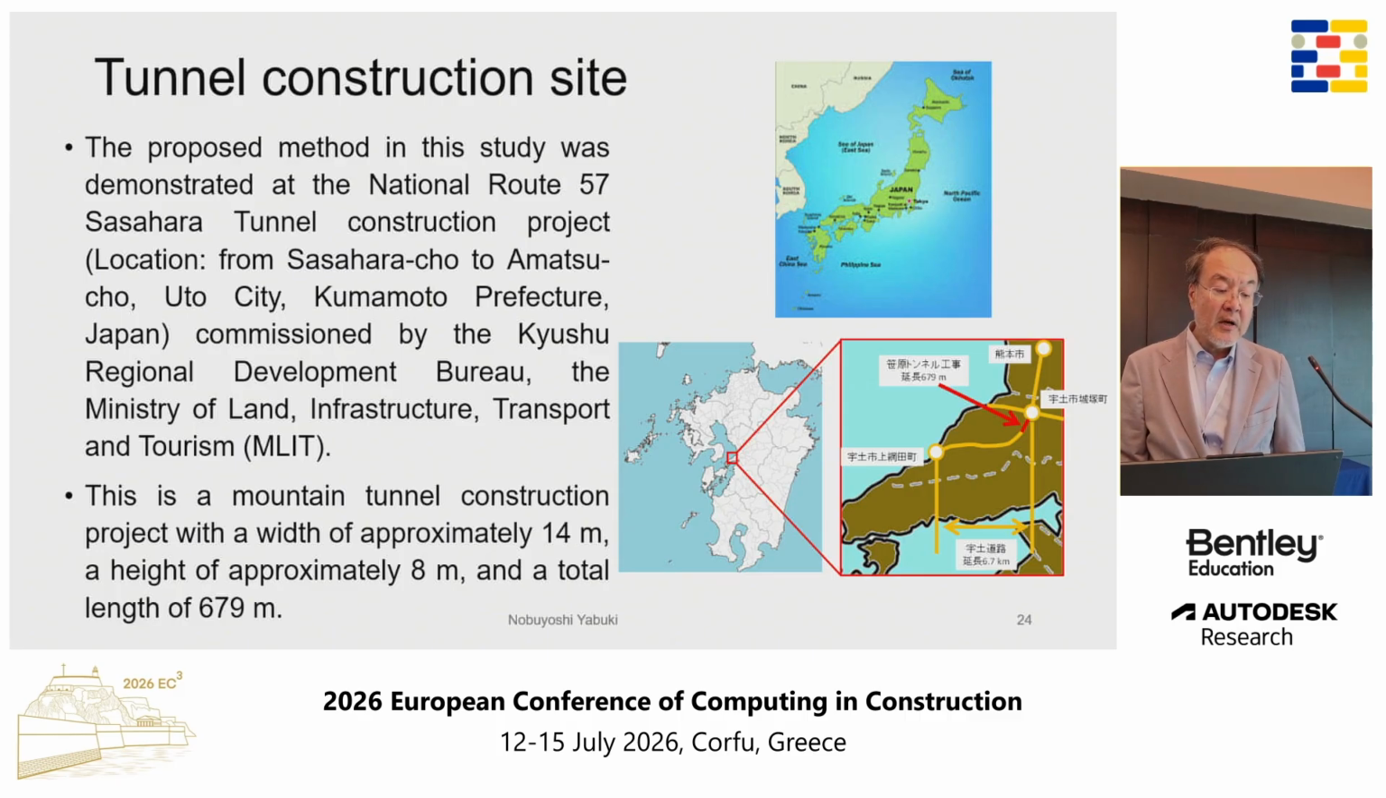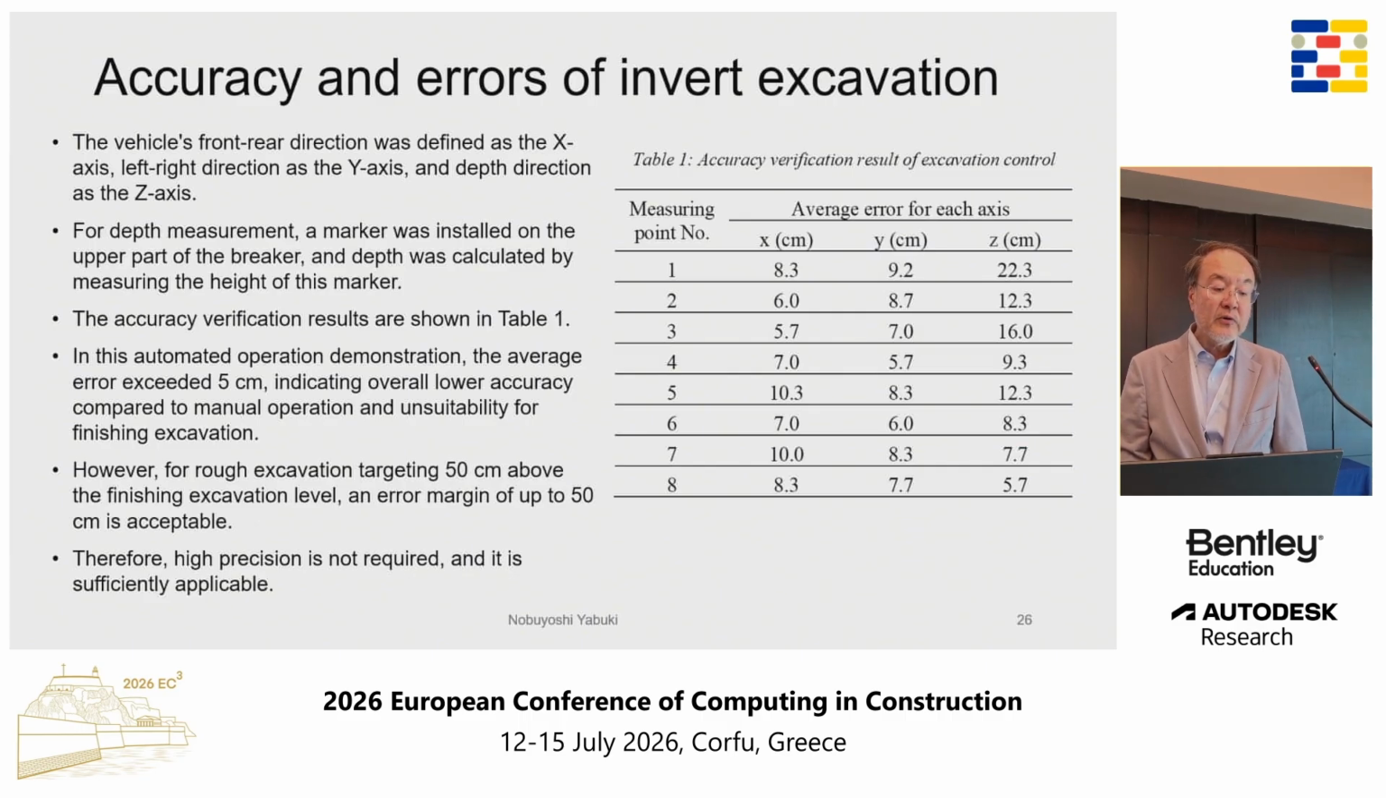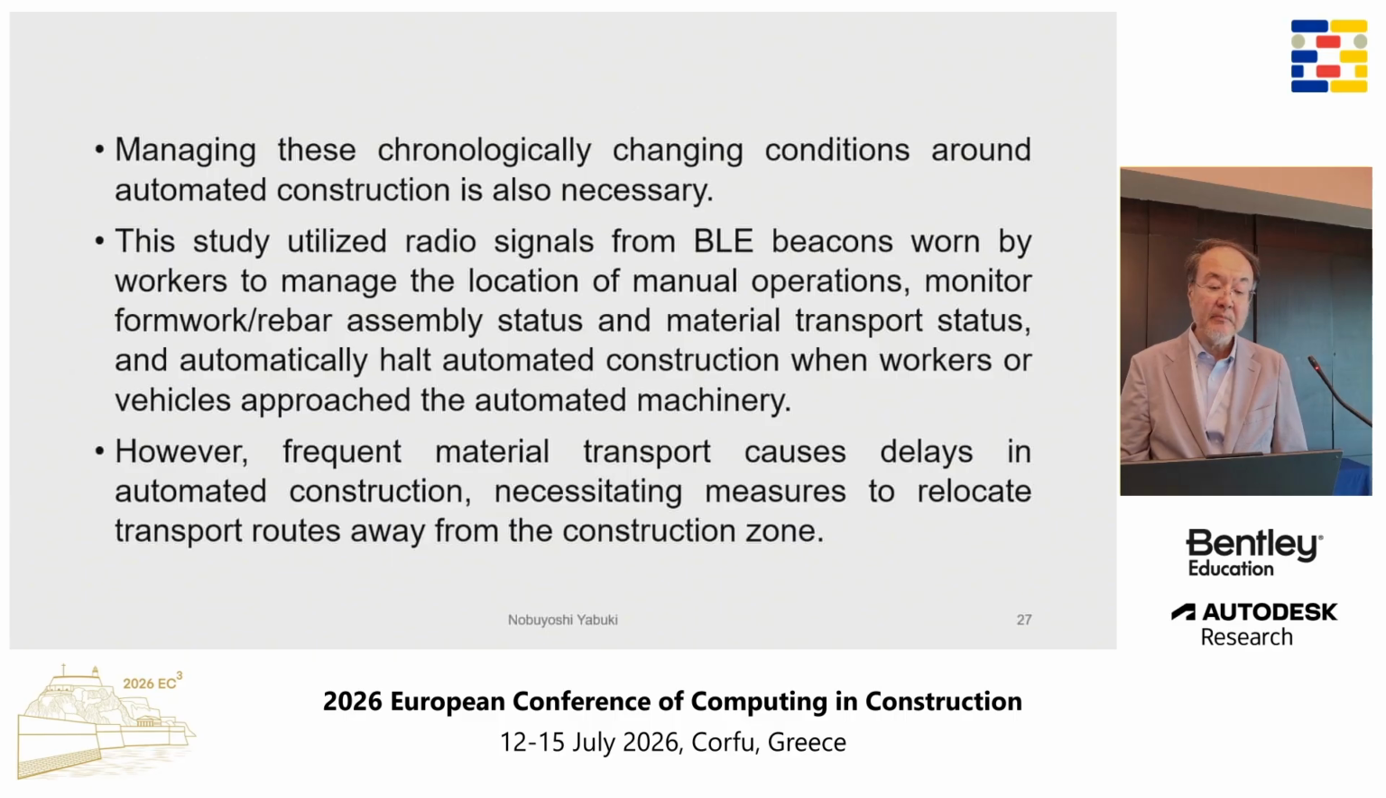We applied this proposed technique to real construction work on Kyushu Island in Japan. As for the accuracy of errors in invert excavation, it was good, but not as good as the 5 centimeter precision. It is due to the vibration, the hard vibration of the backhoe, especially vertically.